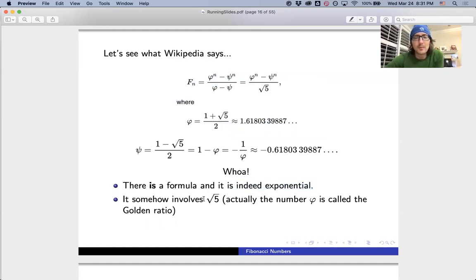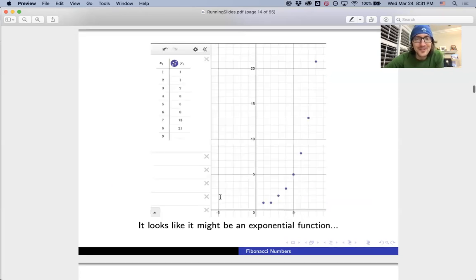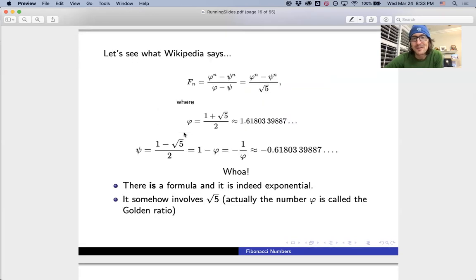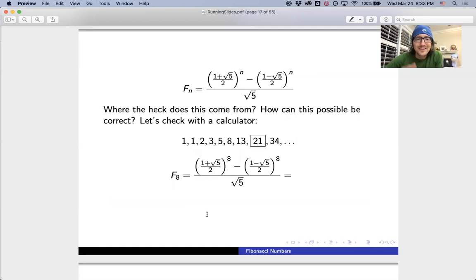But what's so cool about this is that somehow the Fibonacci numbers, remember, they're just these numbers, 1, 1, 2, 3, 5, 8. They're all whole numbers. But somehow the formula for it involves the square root of 5. Right? And this has always kind of fascinated me. I thought, why is that true? I have this question here. Where the heck does this come from?